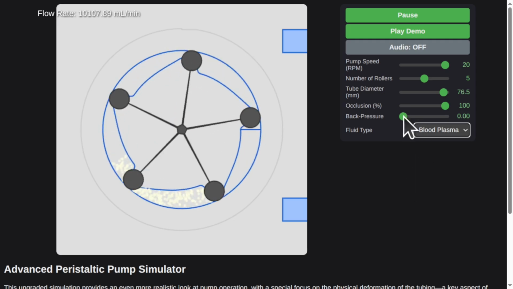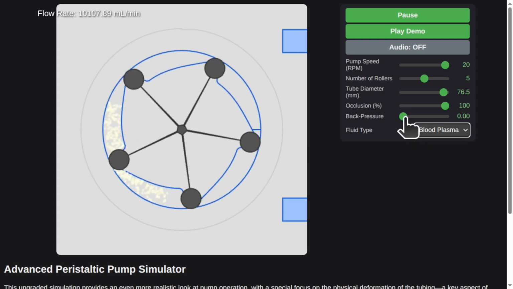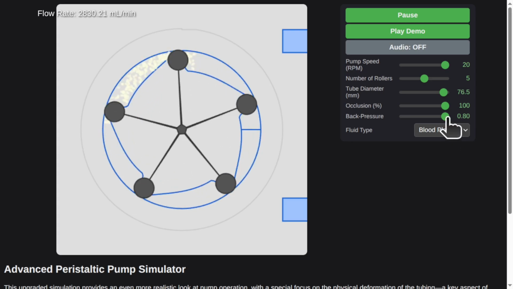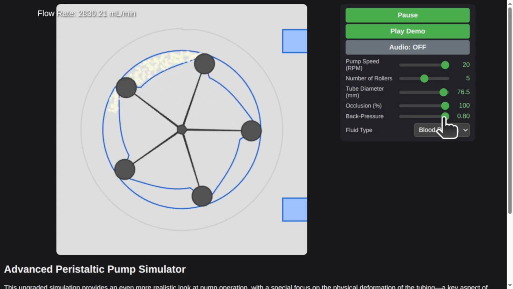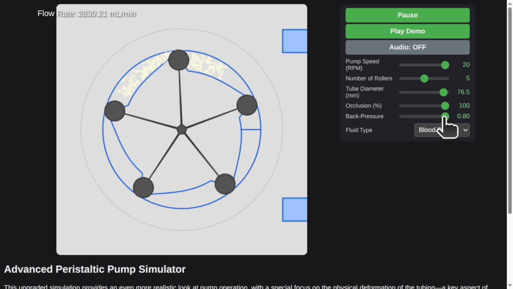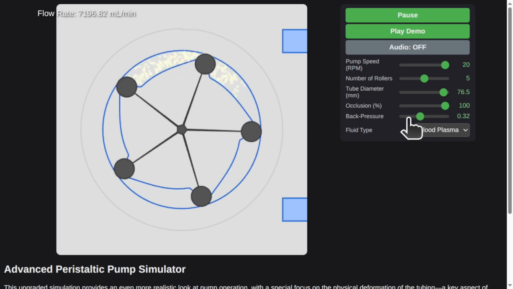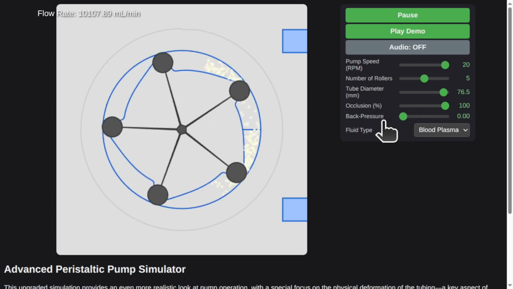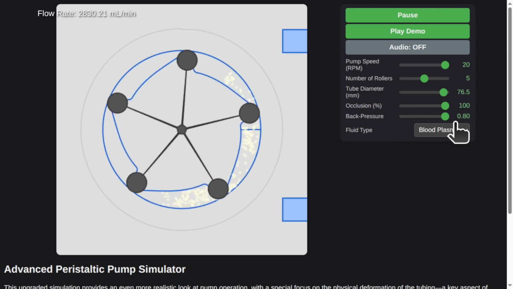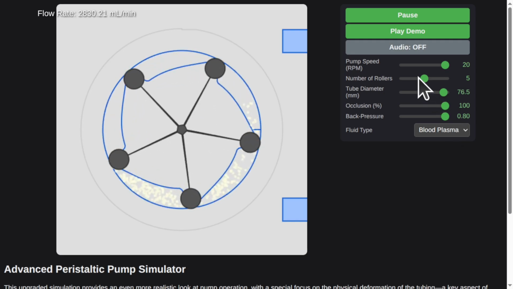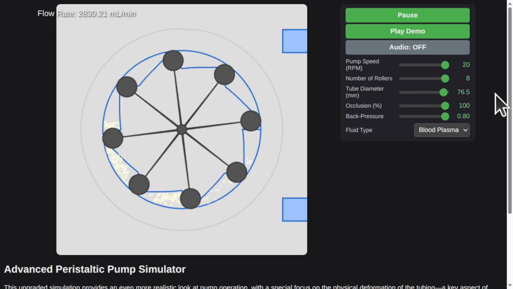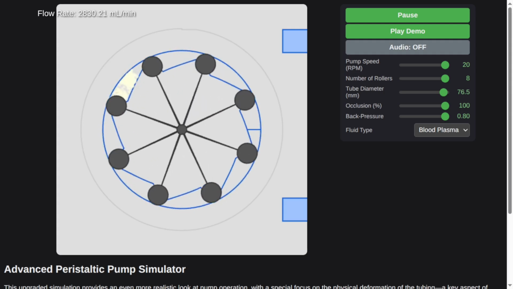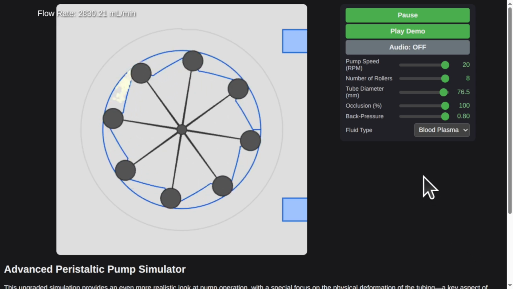Okay, how about now? What's happening now? Can you focus on the back pressure setting? Trying to figure out what's the difference between it being 0 and 0.8, and why these numbers? When the back pressure is set to 0.00, the flow rate is 10,107.89 milliliters per minute. When it's increased to 0.80, the flow rate drops significantly to 2,830.21 milliliters per minute. This demonstrates that as back pressure increases, the flow rate decreases, meaning the pump has to work harder against resistance. I don't get how it is actually represented in the simulation.